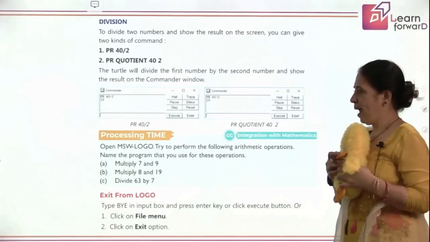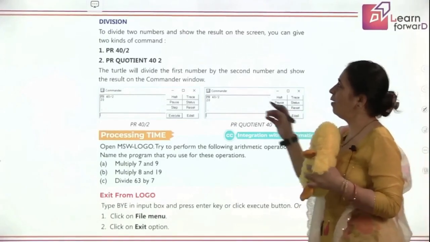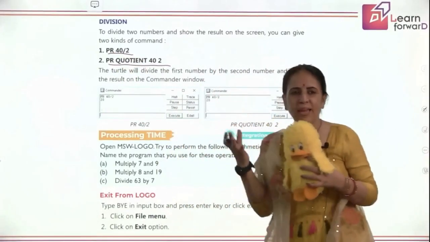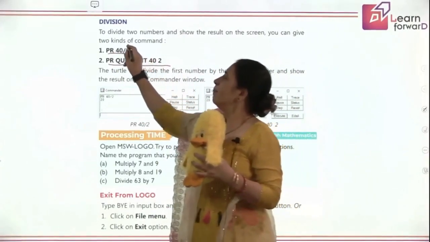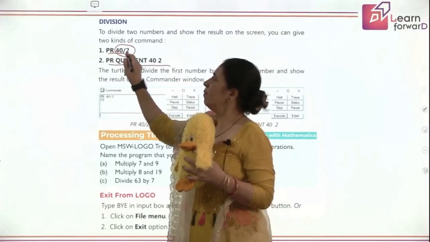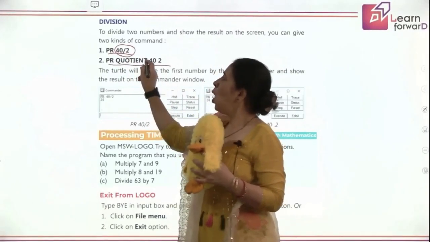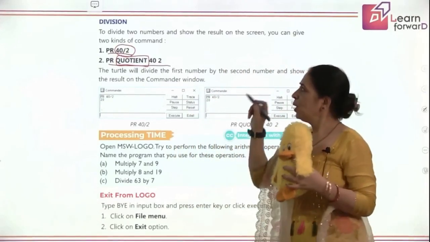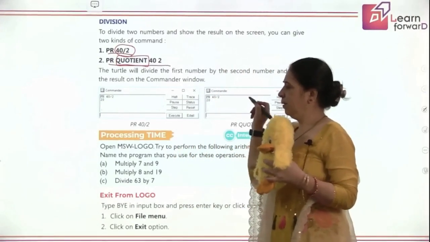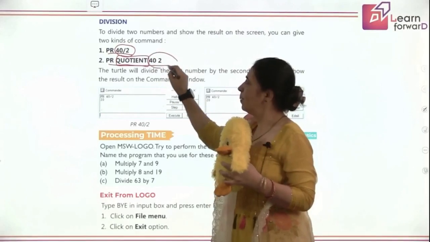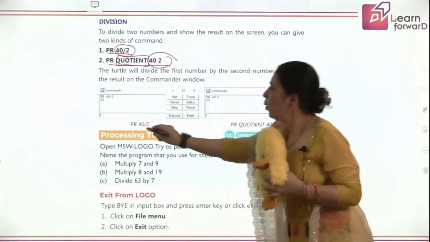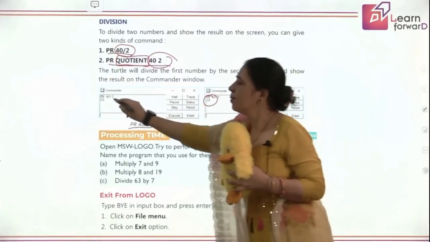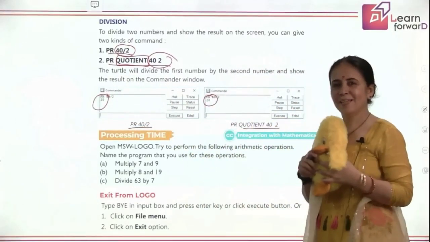Okay. And the last command we have for calculations is division. So to divide, either you write PR number 1 divided by number 2, or you have another word, quotient. We get the quotient of the numbers, and in both the cases, you see we are getting the same result. Right? Nod your head.